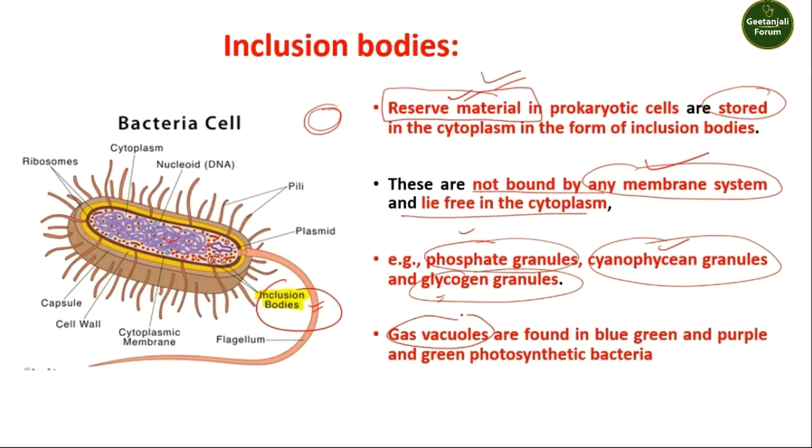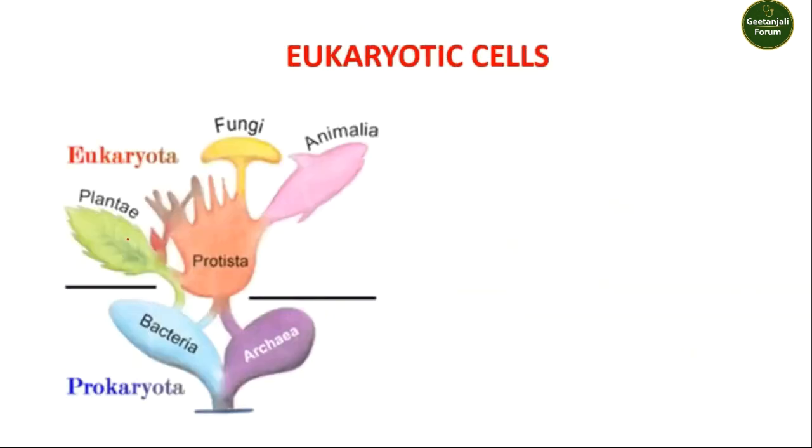Then gas vacuoles are also found in the blue-green algae, purple algae, and green photosynthetic bacteria. Gas vacuoles are found in their cells and these vacuoles are suspended in the cytoplasm of these cells. So it was all about prokaryotic cell.